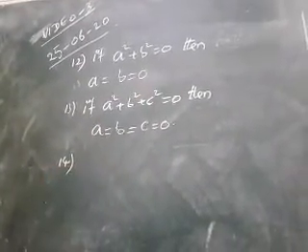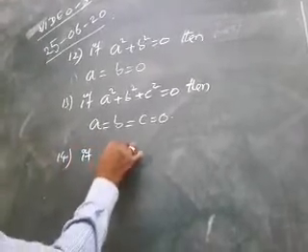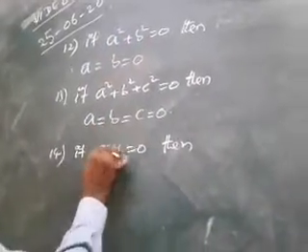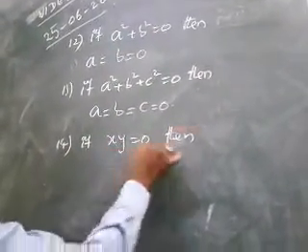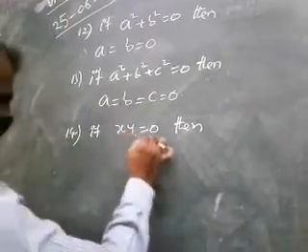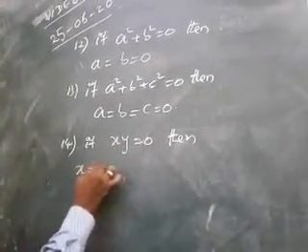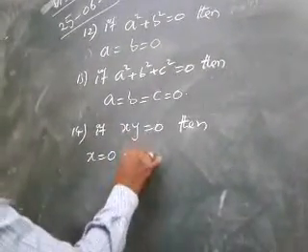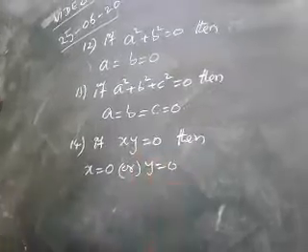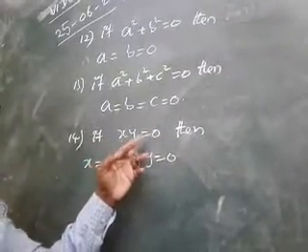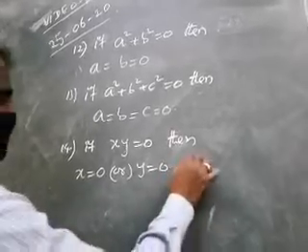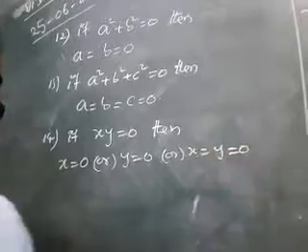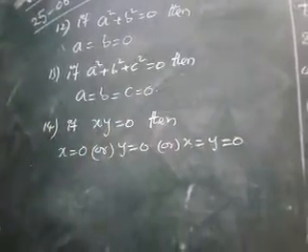Next, 14th one. If xy = 0, x into y, here we have plus, but here we have product. If x into y equals 0, then x equals 0. If x equals 0, 0 into y becomes 0. Or y equals 0, y into x into 0 equals 0 only. Or each term equal to 0: x into y, x = y = 0, 0 into 0 equals 0.